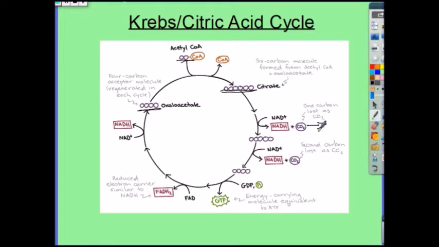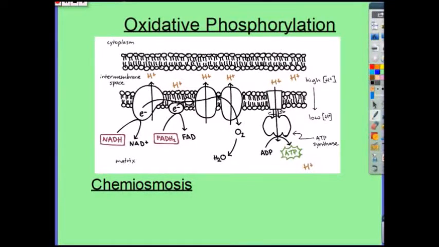This soon turns into a 4-carbon compound, losing carbons as carbon dioxide. This 4-carbon compound releases energy and results in GTP, NADH, and FADH2, and finally turns back into oxaloacetate, which is used again in the next cycle.